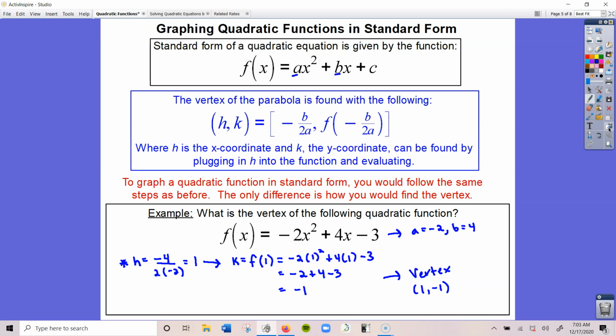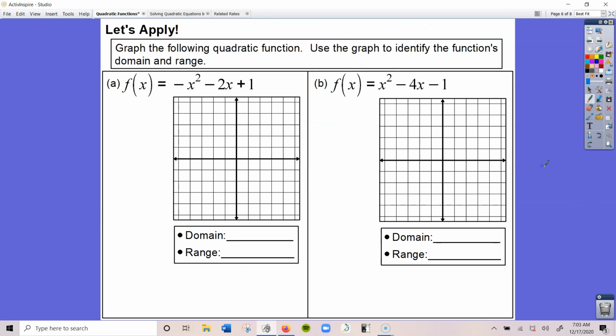So when we're graphing quadratics that are in standard form, we follow the exact same steps as earlier, except the only difference is how we locate the vertex. If it's written in vertex form, then we can just pull the vertex from the equation. But if it's not, we're going to have to calculate negative b over 2a for the h, and then plug it in to find k.